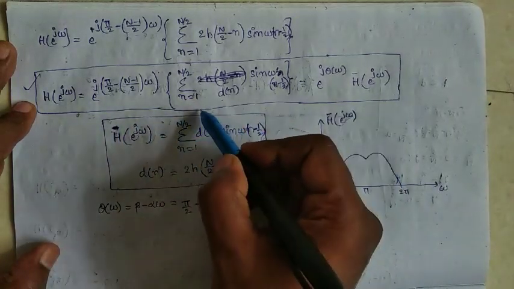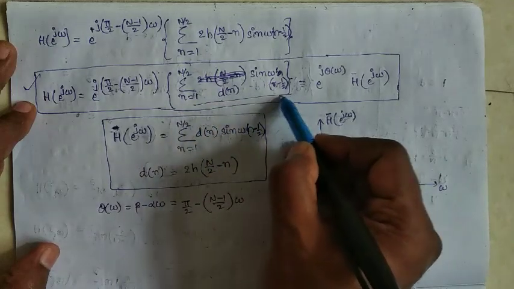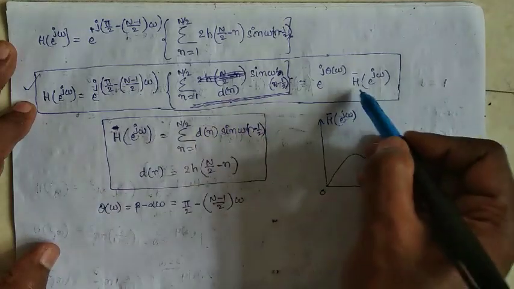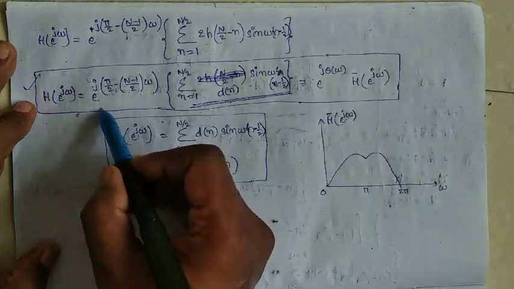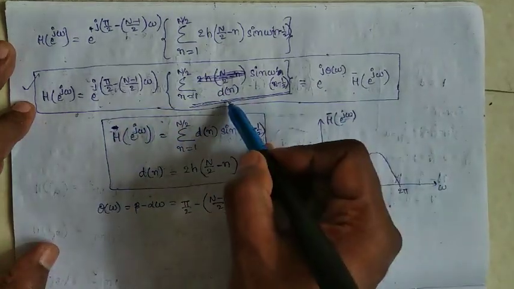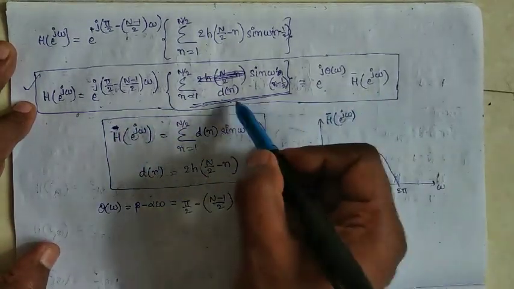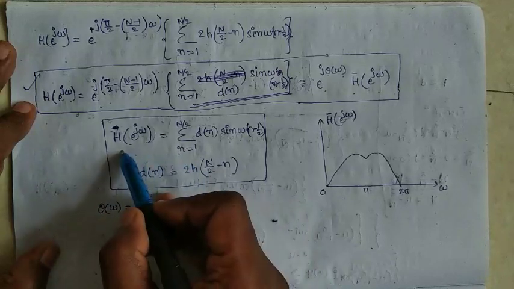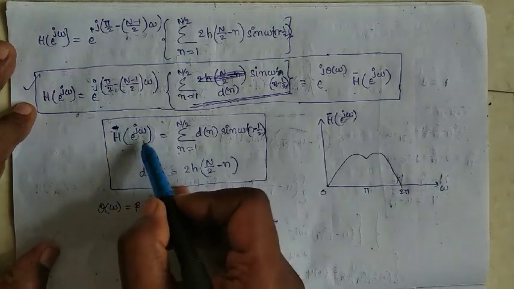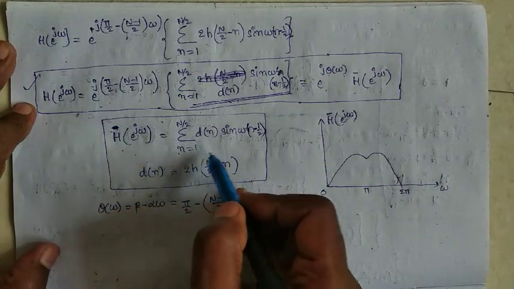Here actually this summation represents what? Zero phase frequency response. This is our phase angle, e^jθ(ω) times H bar(e^jω). Here H bar(e^jω) is what? The zero phase frequency response. It is the frequency response of linear phase FIR filters.